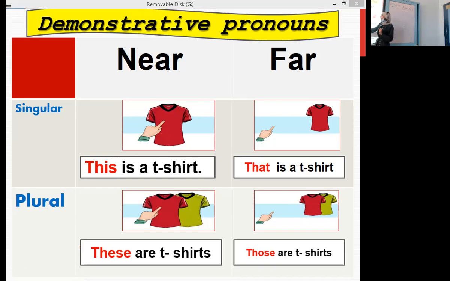And notice here, this is because it's singular, so we put the verb is. With singular things or singular pronouns, we have to put the verb is, and with plural we have to put the verb are. These are and those are. Next slide.